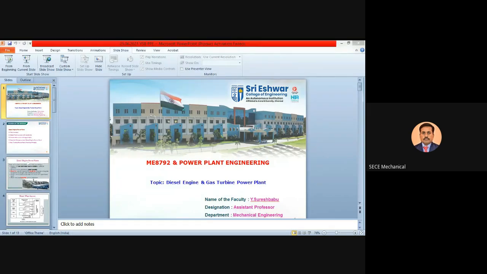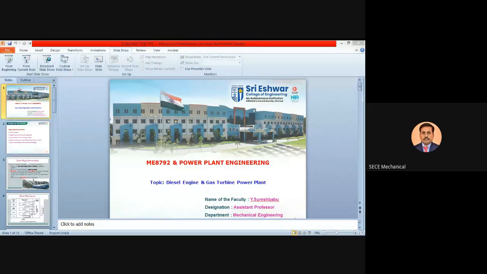So how is diesel engine power produced? With the help of an engine and a generator. The engine and the generator are both coupled together. The engine is rotated by means of fuel, so diesel fuel is used here. With the engine rotation, the generator shaft, the alternator shaft, is also rotated. So power is produced. This is the basic concept behind the diesel power plant.